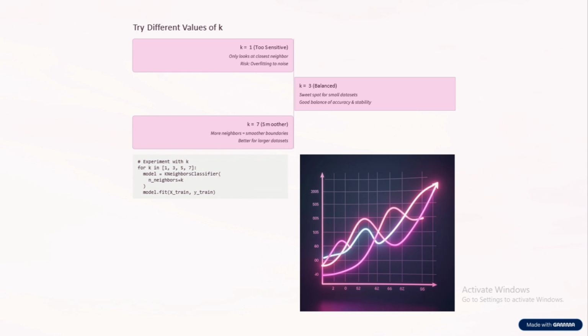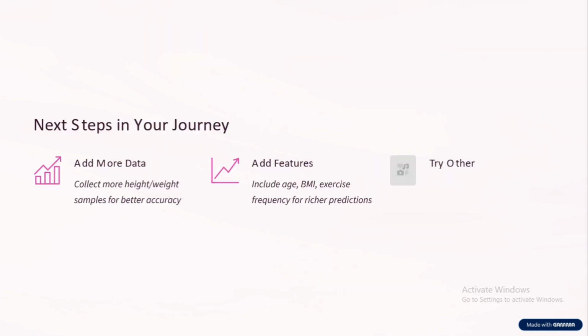Try different values of k. Choosing k is important. k equal to 1 implies very sensitive. k equal to 3 implies balanced. k equal to 7 implies smoother results. We experiment to find the best value. Next steps in your journey. You can improve this project by adding more data, adding age, BMI, exercise, and also visualizing results.